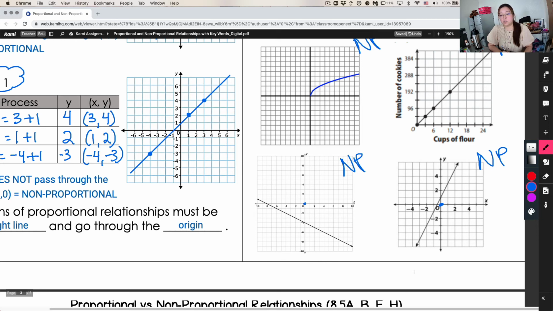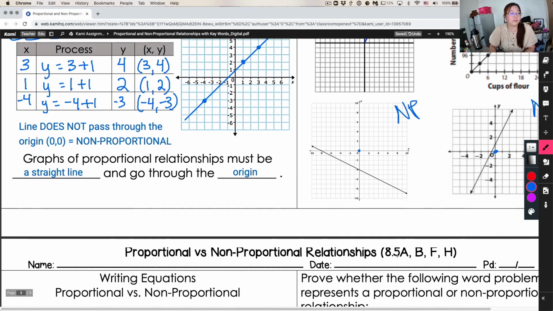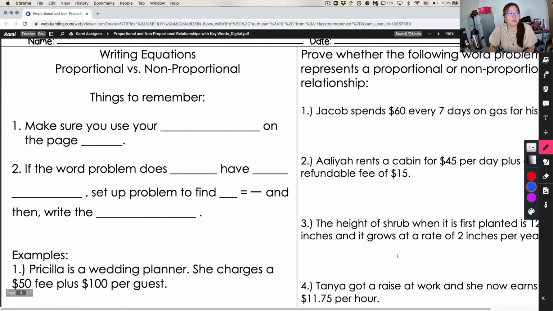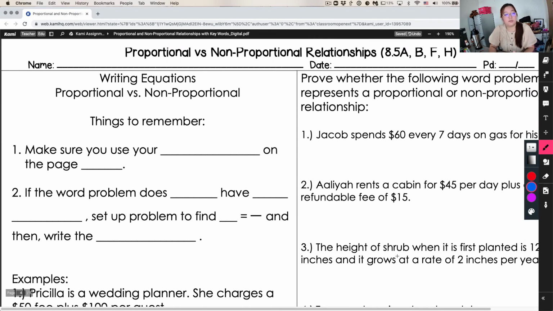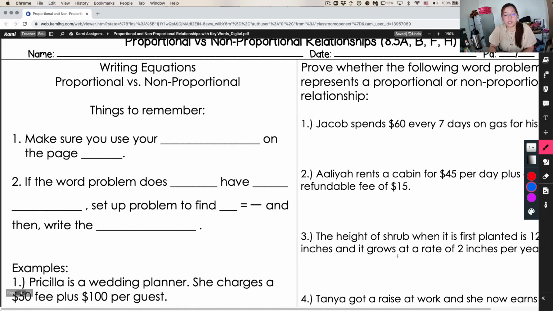Okay? Alright, we're almost done. Last page. Sort of. Well, you'll see. So now we're still looking at equations, but we're looking at equations written as word problems. So things to remember: make sure you use your keywords.